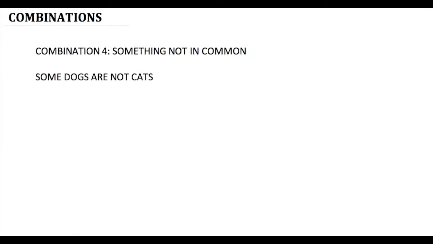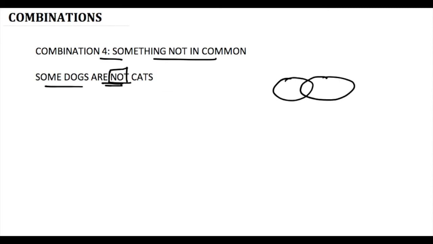Let's come to combination number 4, which says that something is not in common between two variables. An example of this is some dogs are not puppies. So the difference here is the word not. In the previous combination number 2, we had some dogs are puppies or some dogs are cats, but herein we have some dogs are not cats or some dogs are not puppies. If we take it as some dogs are not cats, then the two possible sub combinations which can be made are, number 1, some dogs are not cats, wherein this is dogs, this is cats, and these here are the dogs which are not cats. So this means that there is at least one dog which is not a cat in this sub combination.